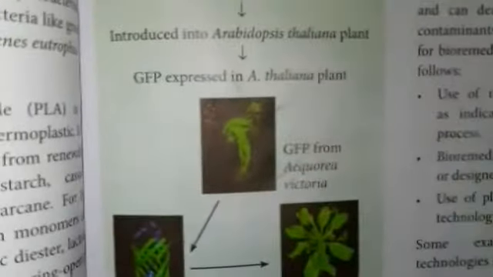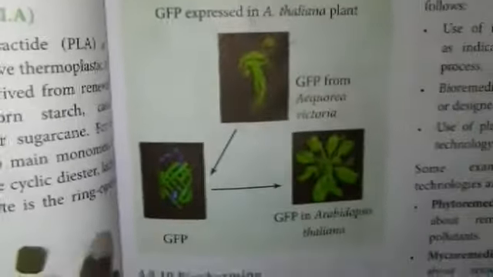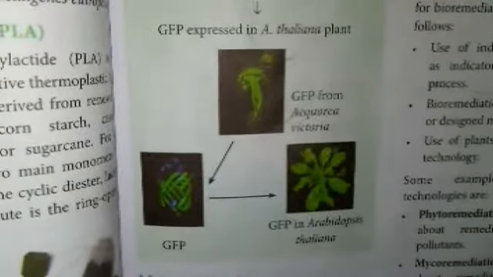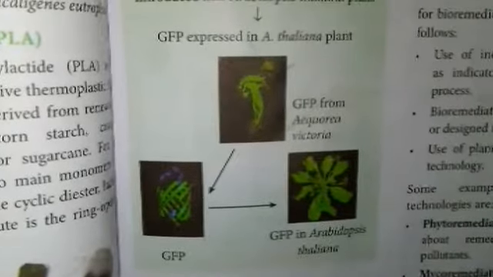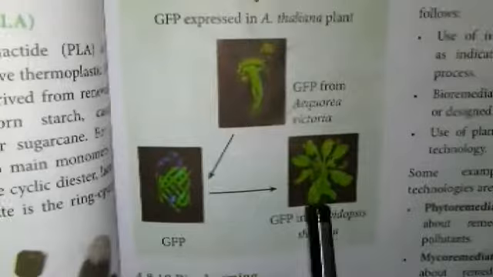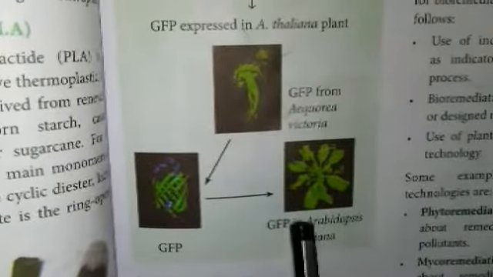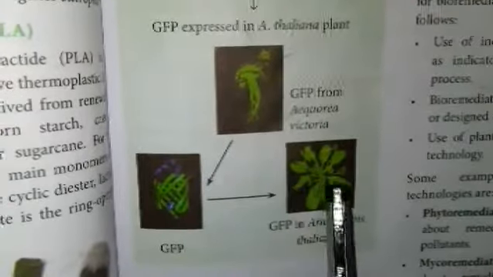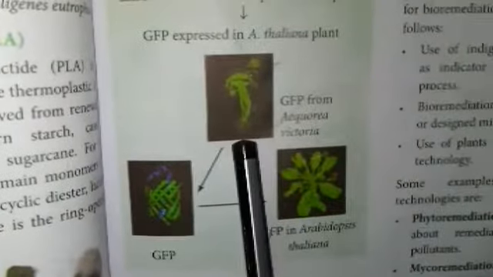The green fluorescent protein is expressed in Arabidopsis thaliana. So when this Arabidopsis thaliana is exposed to blue or ultraviolet rays, it can emit the green fluorescent color, which is taken from the jellyfish.